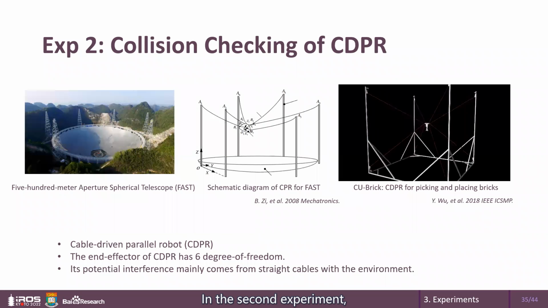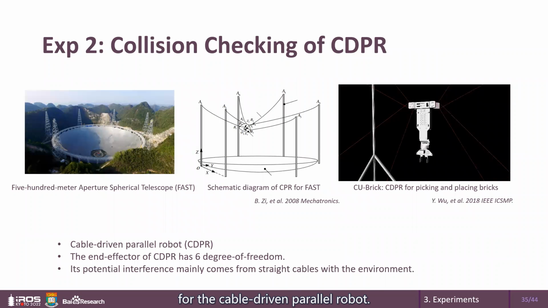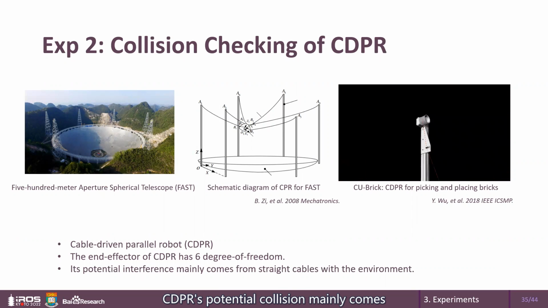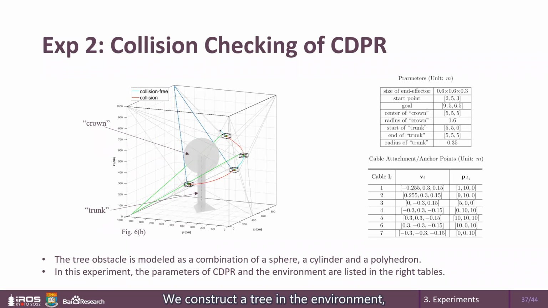In the second experiment, we apply our CCD method to detect the collisions for the cable-driven parallel robot. Intuitively speaking, the CDPR's potential collision mainly comes from the straight cables with the environment. We add the cable model as a segment L1 in the CDPR diagram. We construct a tree in the environment, which is modeled as a combination of the sphere, cylinder, and a polyhedron.